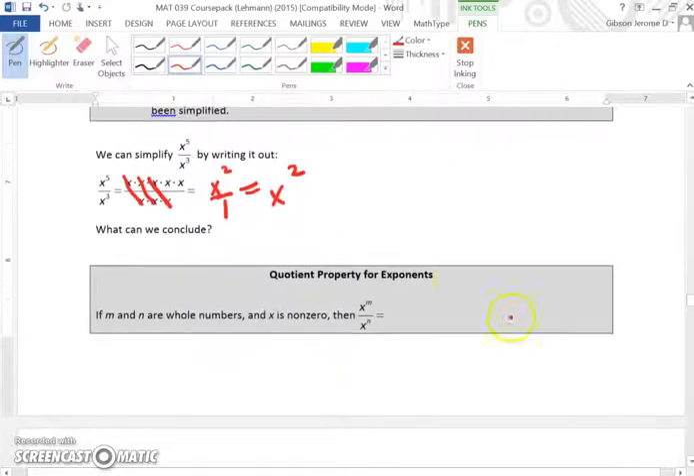Now we're asked here, the quotient property for exponents. If m and n are whole numbers and x is non-zero, then x to the m divided by x to the n will give us x to the m minus n, which we could have done up here. We have the same base, and I'm just going to write this off to the side. We'll carry the base and then subtract the exponents, and it still will give us x squared. That's basically what we did here without expanding it. Are there any questions?